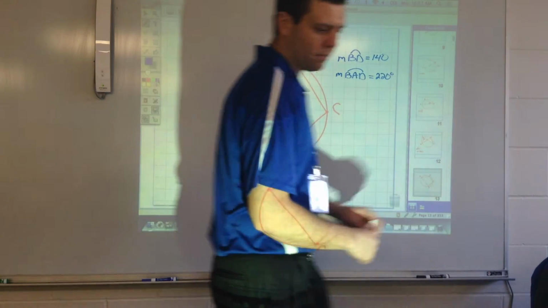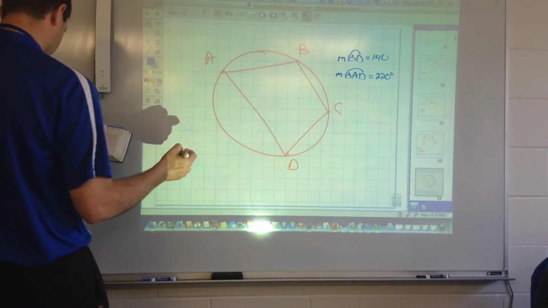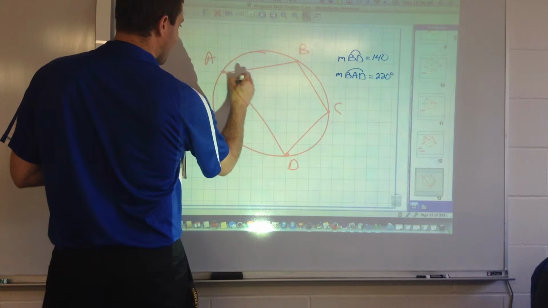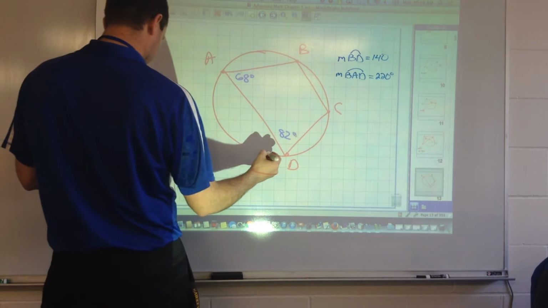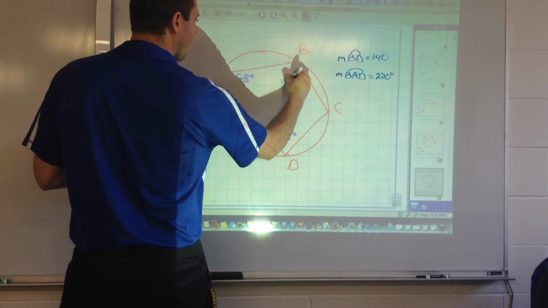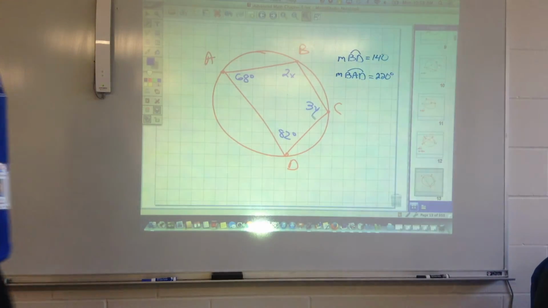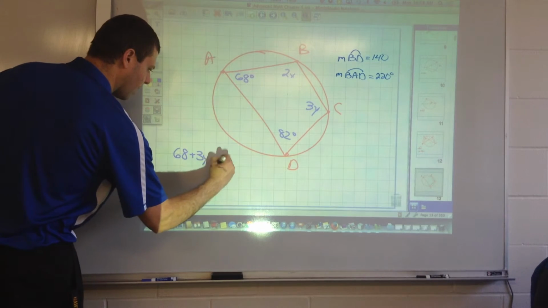So they might give you a problem like this. Could you solve that for x and y? Yeah. If you know that rule, what would you set up? Antonio? 68 plus 3y equals 180.